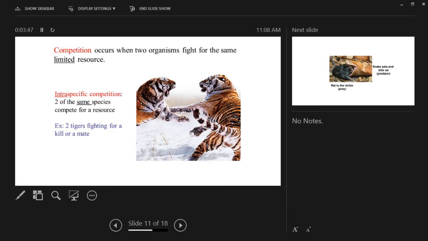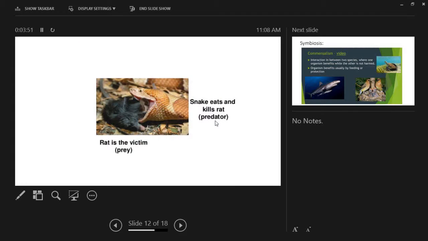The second way they interact, predation. One organism trying to eat the other, so that's predator-prey. The predator is the one who hunts. And the prey is the one who is hunted. Okay, most of the time it is killed. Okay? Does that make sense? So, here, snake, rat, it's that simple.